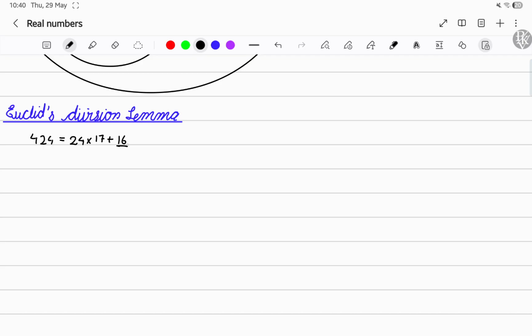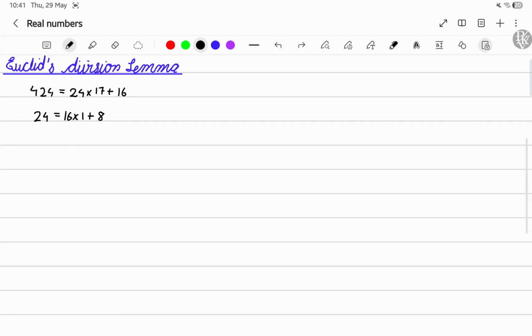Now, since this is not 0, we have to do this again, but 24 comes to this side. That is, now it will become 24 equals 16 multiplied by something plus a remainder. So 16 multiplied by 1 plus 8. Now since the remainder is still not equal to 0, we have to continue. Same logic, 16 is equal to 8 times 2 plus 0. Now we stop here because this is 0. We do not have to continue any further.